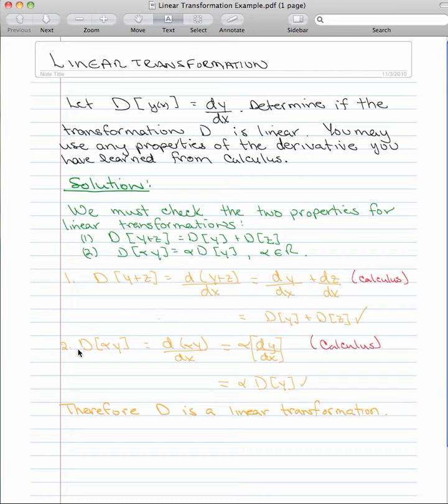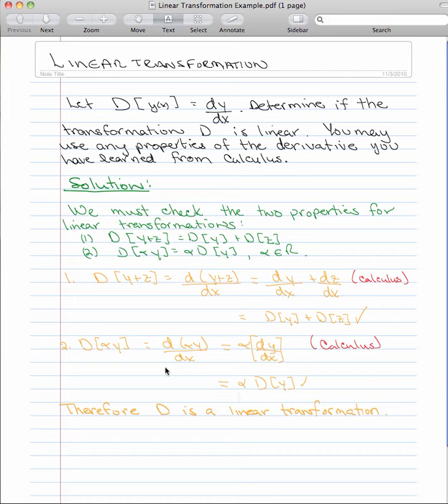D of alpha times y is equal to the derivative of alpha y with respect to x. Again, because of calculus, we know that we can pull out the constant alpha, and that's alpha times the quantity, the derivative of y with respect to x. And from above, we see that is equal to alpha times D of y. So the second property also checks out.